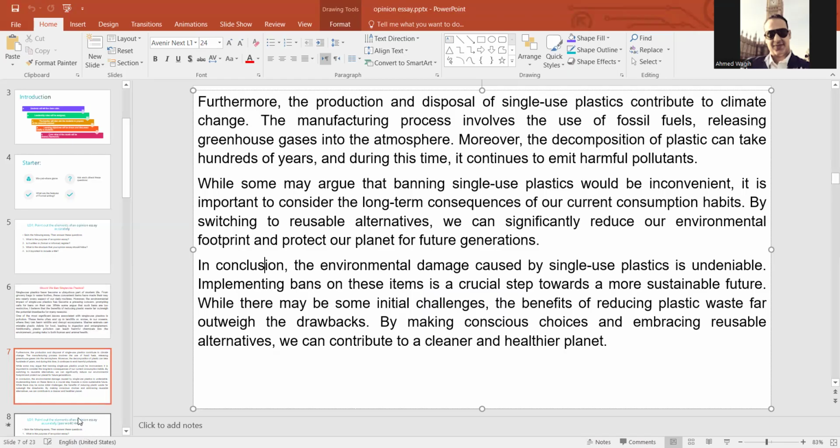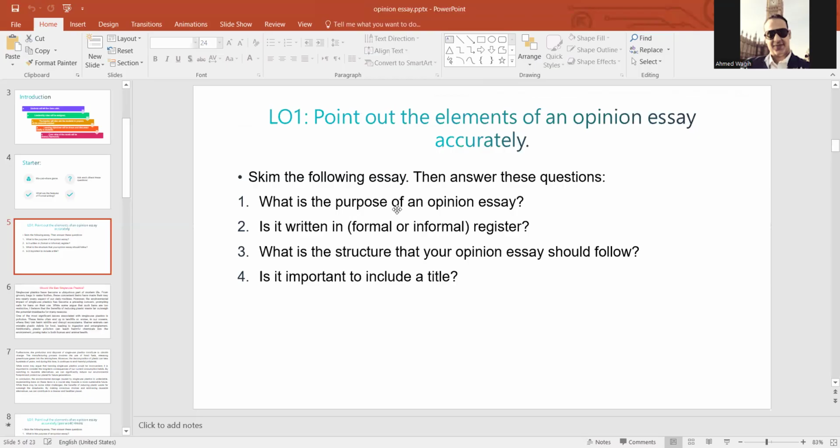Let's discuss these questions about the passage. What is the purpose of an opinion essay? Why do we write it? We write it to defend or support our point of view. We have an opinion and we need to defend it. So this is the purpose. Is it written in a formal or informal register? Of course, it is formal.